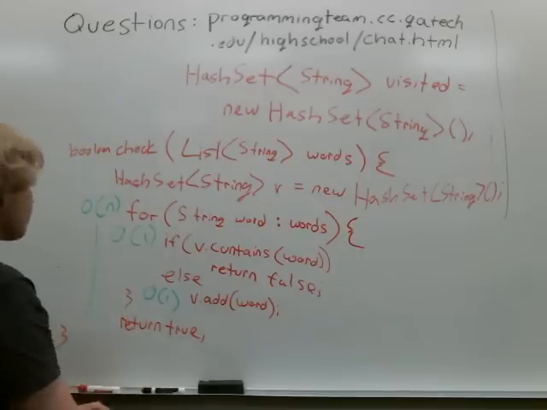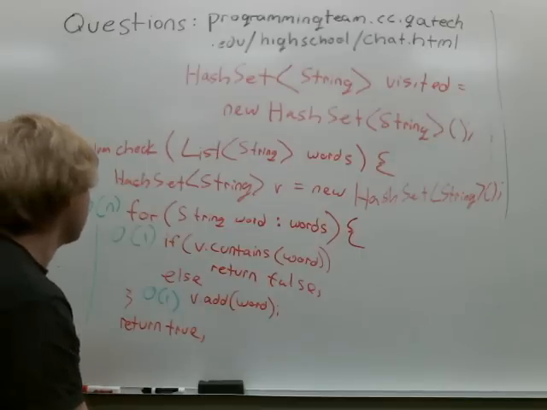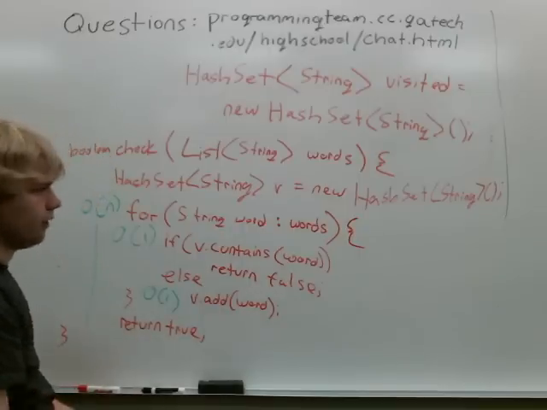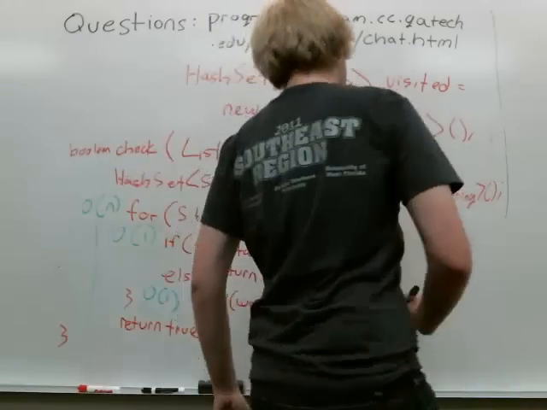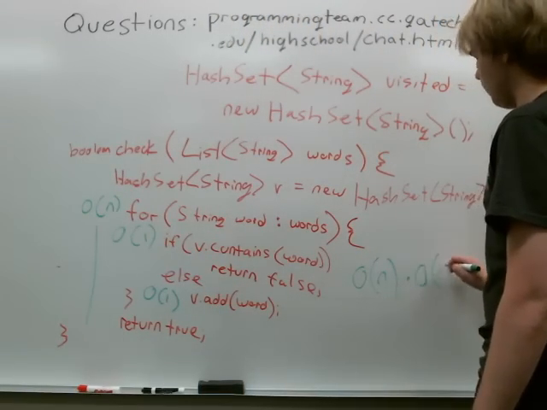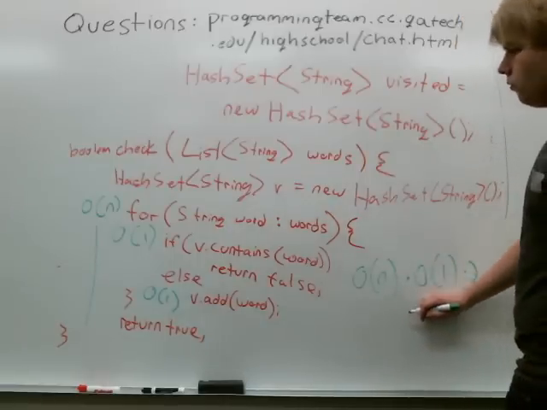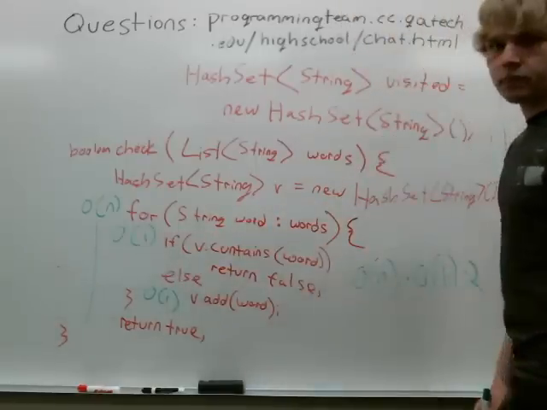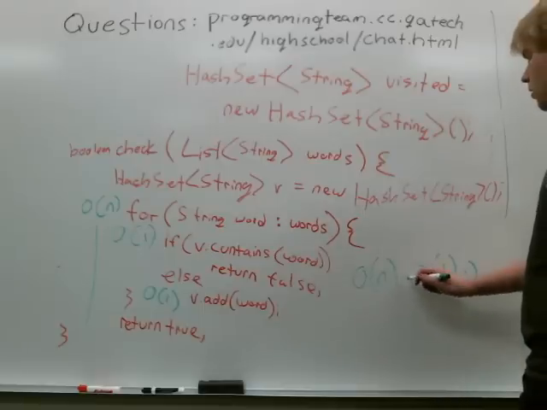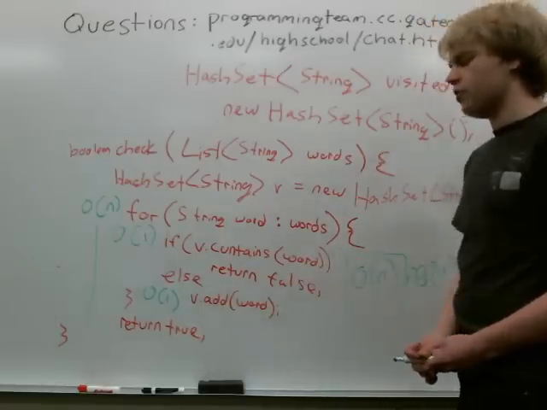Okay, so this is our loop. So we're doing each of these O of 1 operations n times, right? So our total running time is going to be O of n times O of 1 times 2, right? Because we do this O of 1 thing twice. So this, if you're familiar with Big O, you can pretty much ignore this. We only care about this largest term. So the running time of this entire algorithm is O of N.